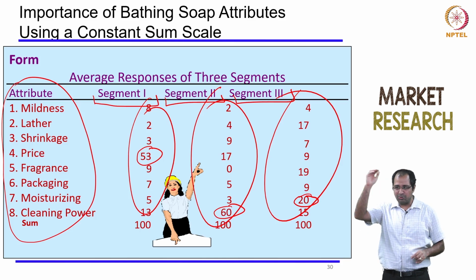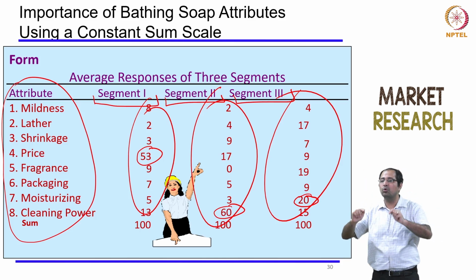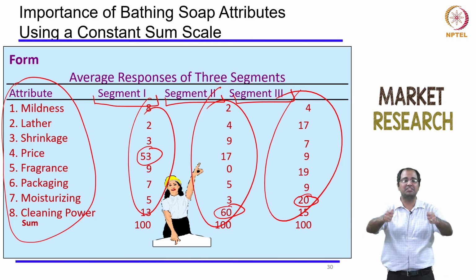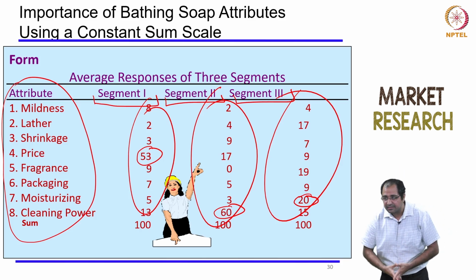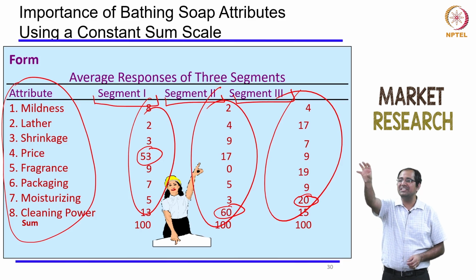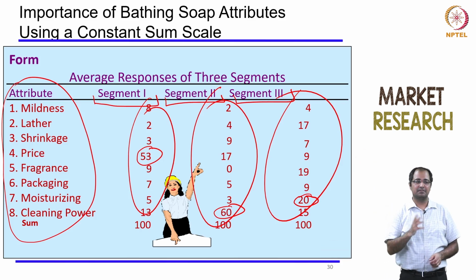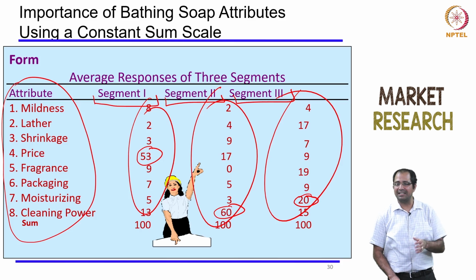That's what we do: segmentation, targeting, positioning. We do this because there are different segments whose wants and needs are different. So you would make a product for one or two of these segments. You cannot make a single product which appeals to everybody. Any questions here? So you will get a rank order based upon the number of points allocated.